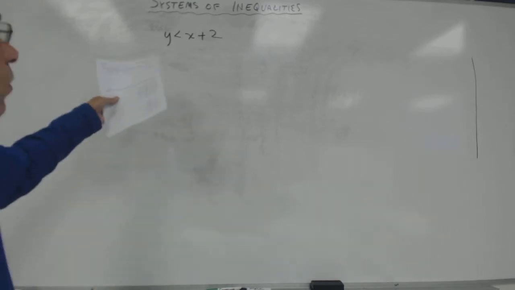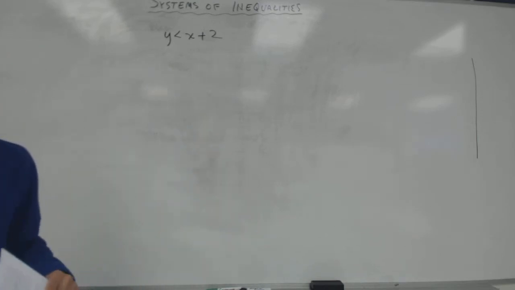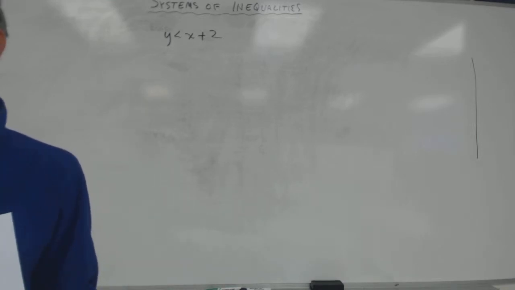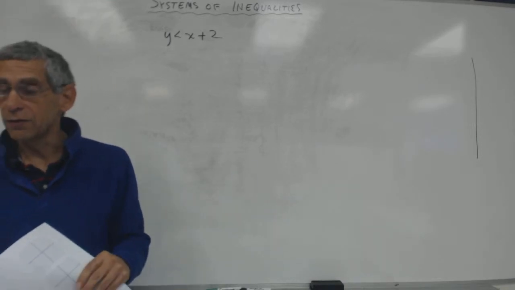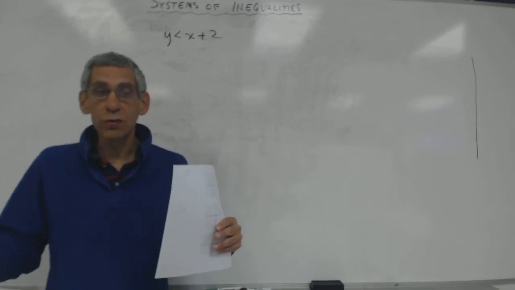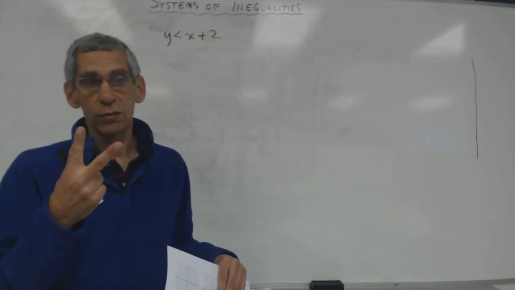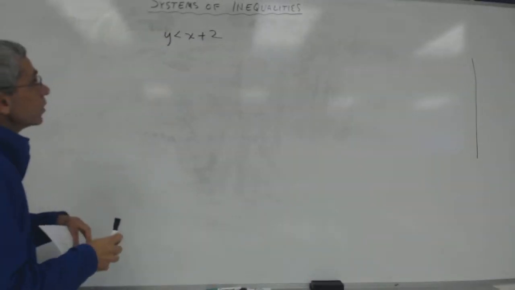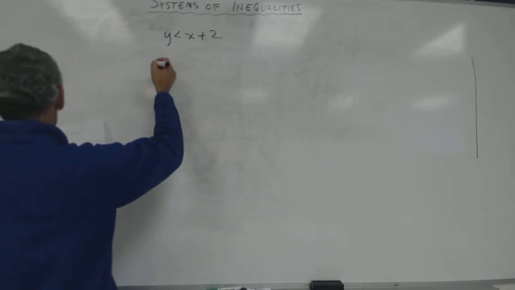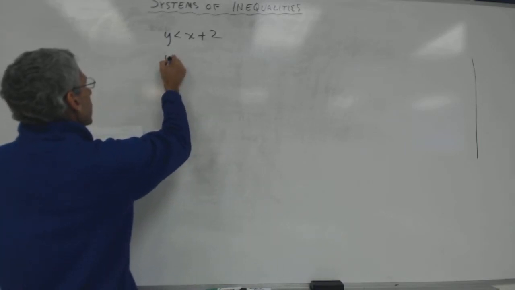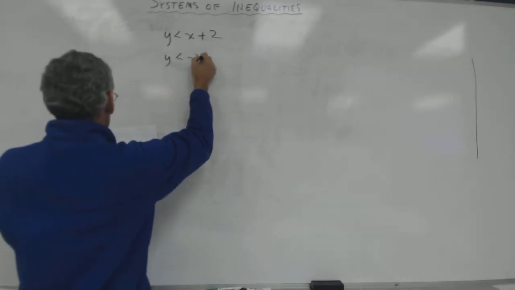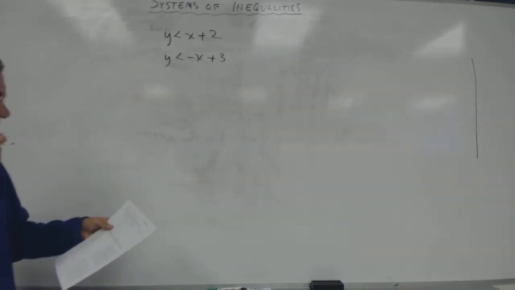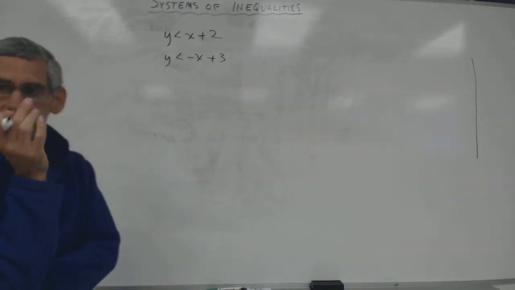So instead of having one inequality, I'm going to give you more than one inequality. A system could have an infinite number of inequalities, or it could have just two inequalities, or three inequalities. We're going to be focusing on just two, okay? Because it's just easier, right? There's no sense making it too hard right now. So let's say I had that one, and I had this one: y is less than negative x plus 3. And let's just think about that for a second.